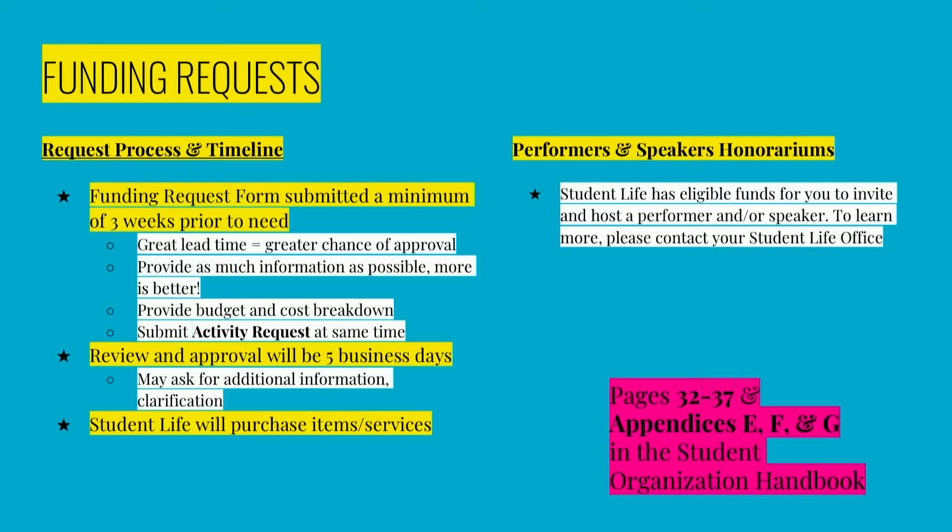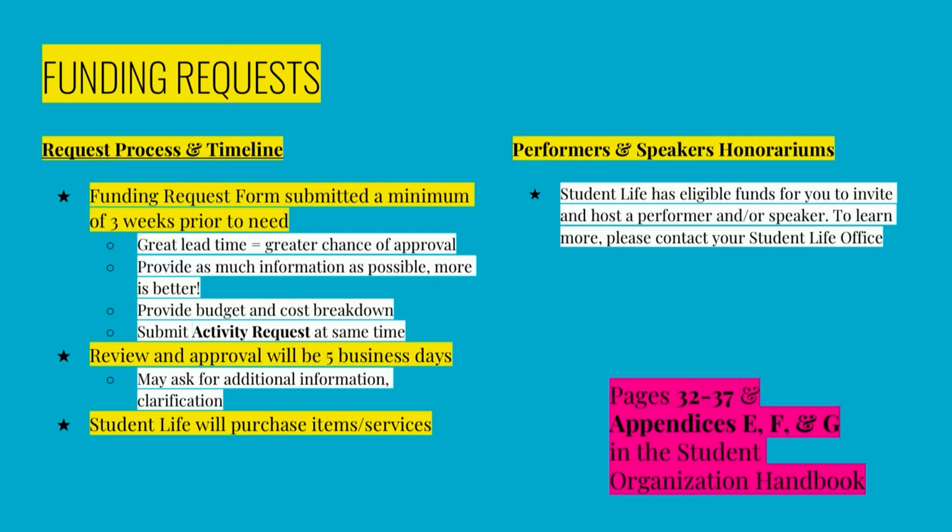Once you submit your request, the review and approval process will be 5 business days. During this time period, we may ask for more information, clarification, and the like. So that's why it's important that you give us as much information up front. Part of the funding request is that we cannot just give X number of dollars to your club. We must purchase the items or services for you. So please keep this in mind as part of the funding request process.